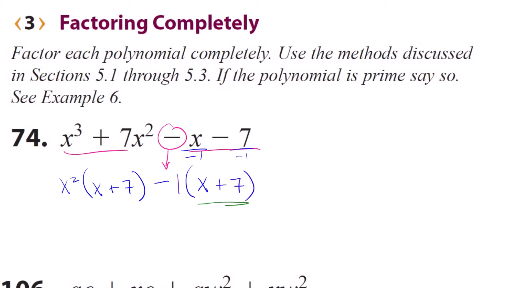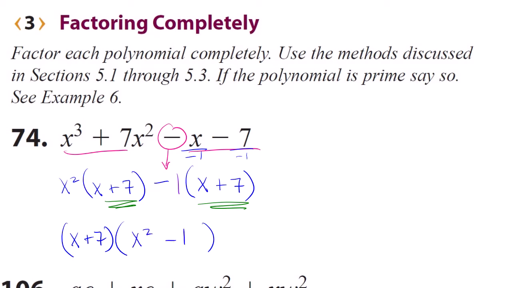Okay, and then as usual, these match up, right? With the grouping method, that's how it should be. So I'm going to end up with x plus 7 in the front, and then my leftovers back inside will be x squared minus 1. So I put x squared minus 1 here.